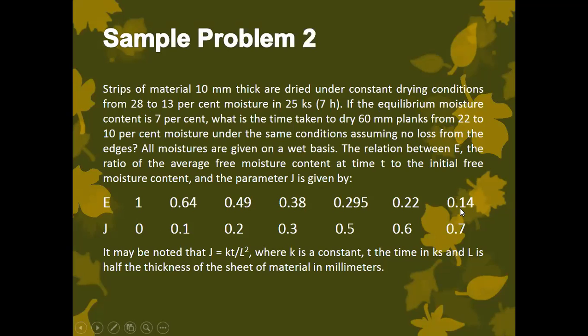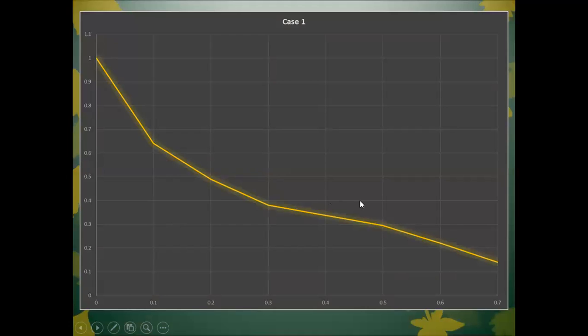Whenever, class, you're given data in a problem, you are to think what is the purpose of that particular data that is given in the first place. This one gives you a relationship between the ratio E, that is defined here, and the J, which is this KT over L squared. So what we're going to do in this case is plot this particular relationship. If it's plotted, it would look something like this, the one that I have shown a while ago. It has to be a smooth curve. What I have here is a crude curve, but that's how it's going to look.